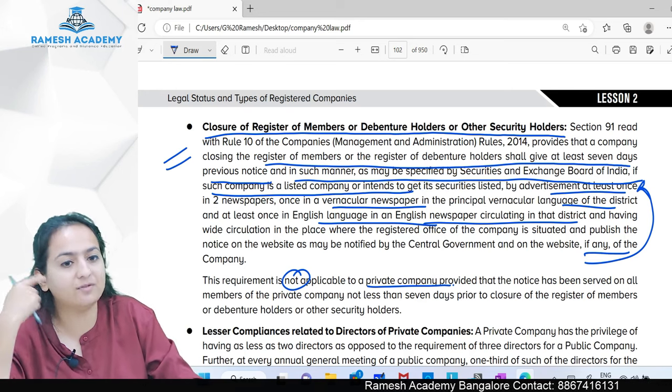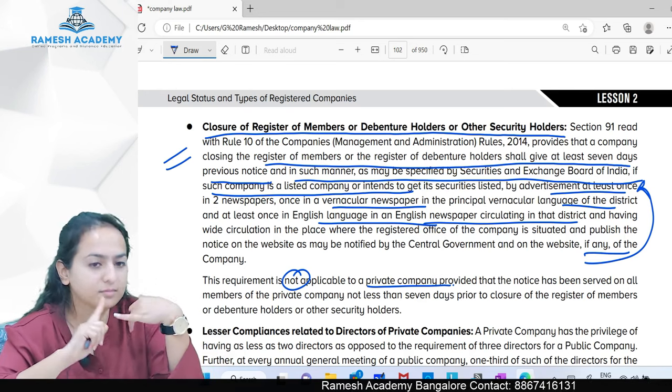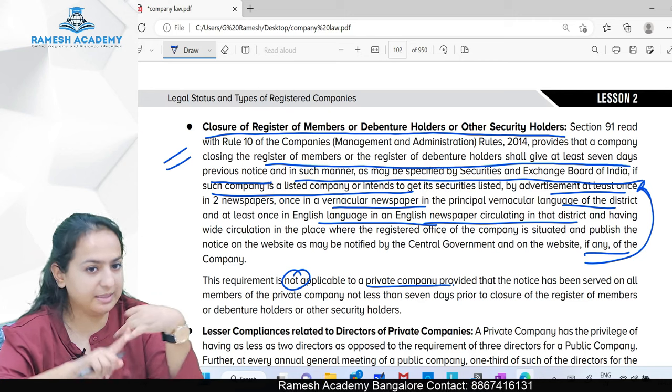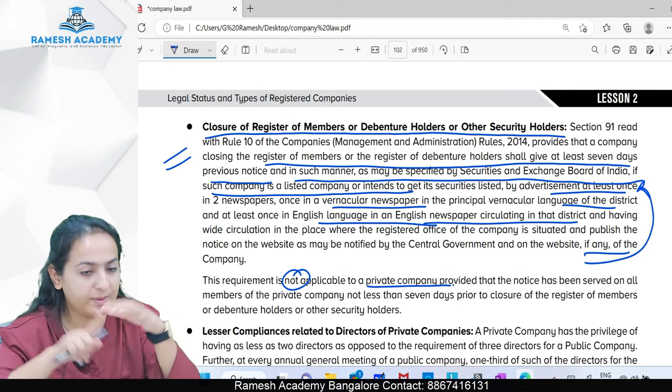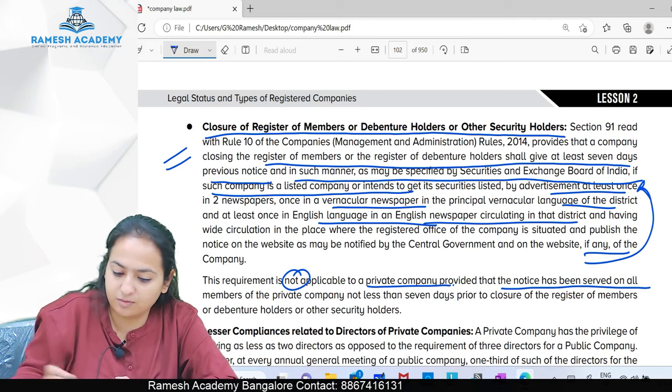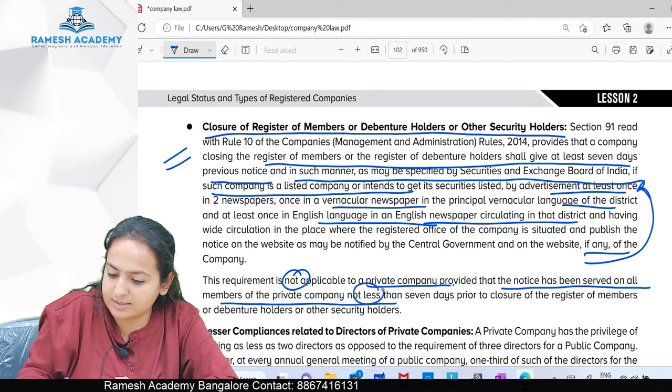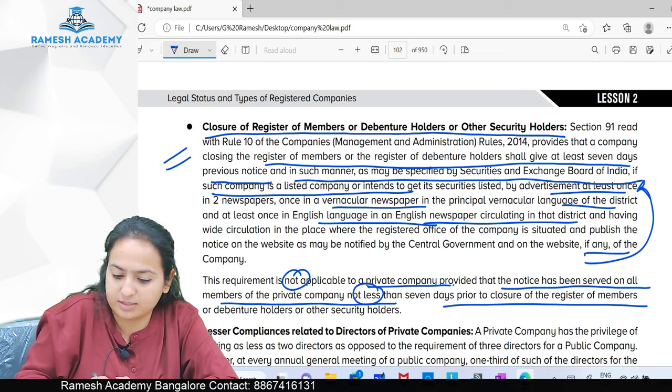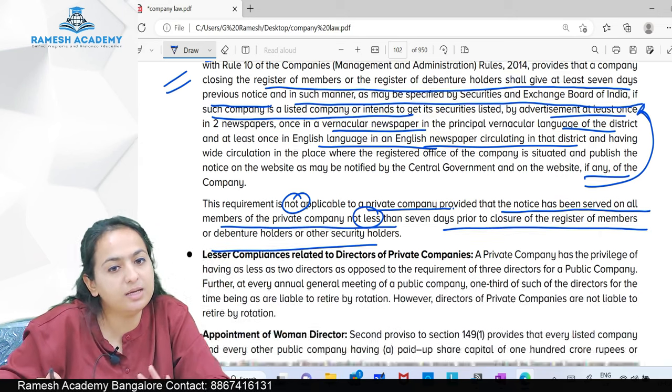so in that case they have to publish the advertisement in English, Hindi and a regional newspaper. But this is not a requirement for a private company, provided the notice has been served to all the members of the private company not less than 7 days prior to the closure of the register of members. Only 7 days' notice needs to be given.